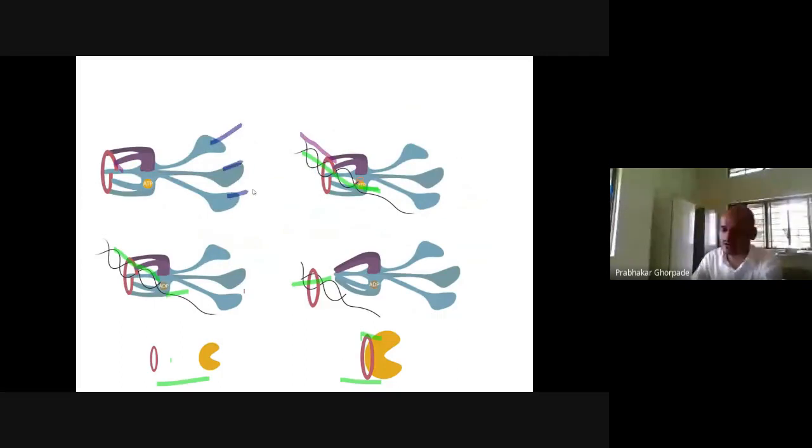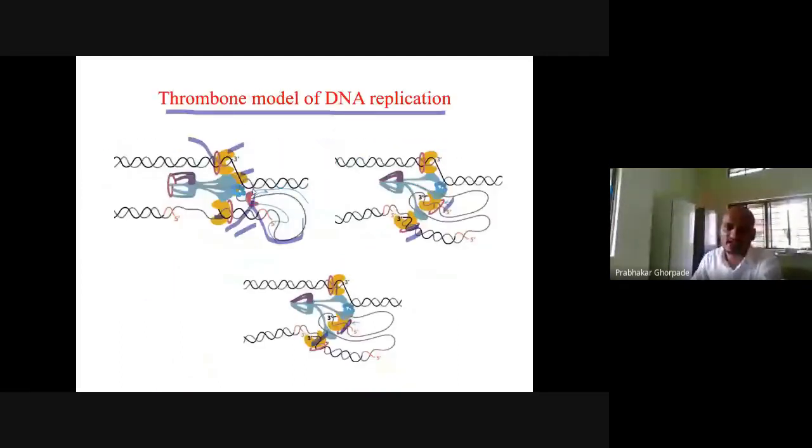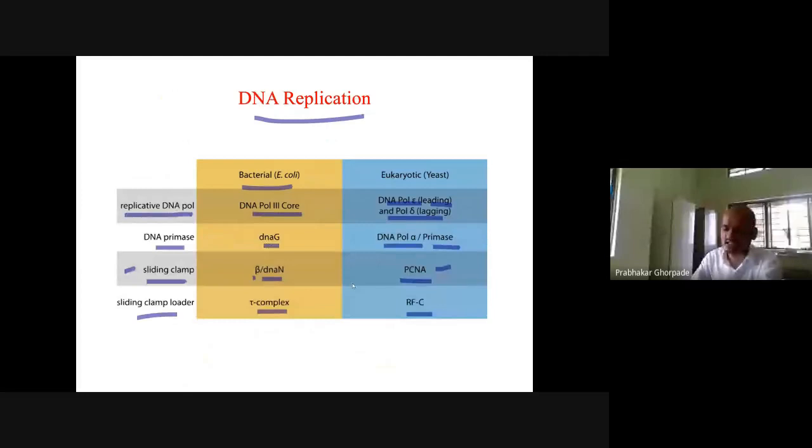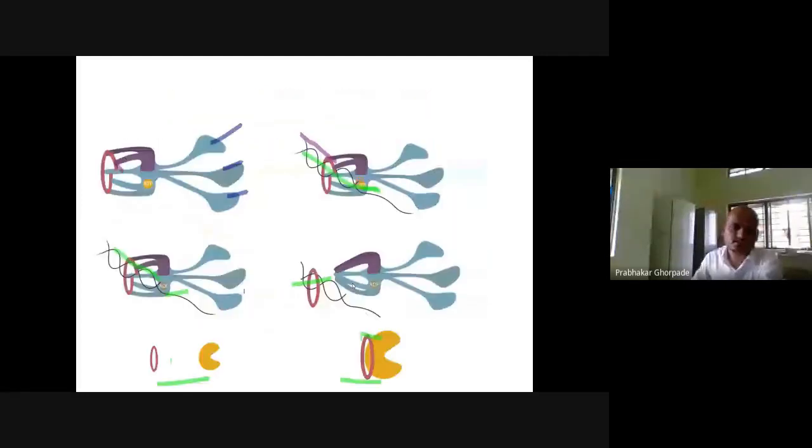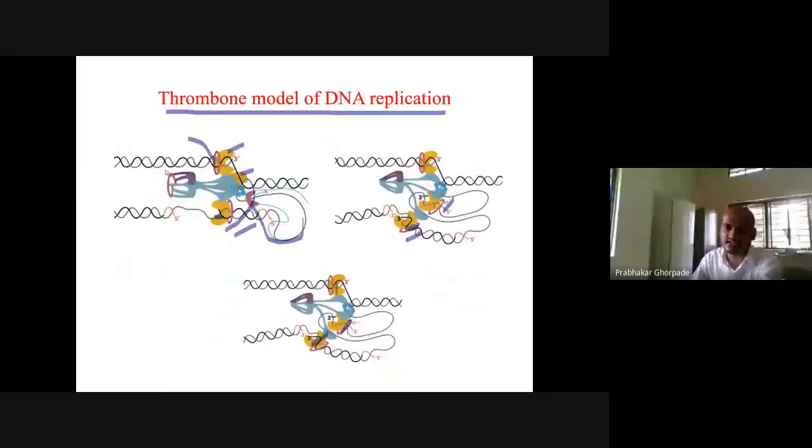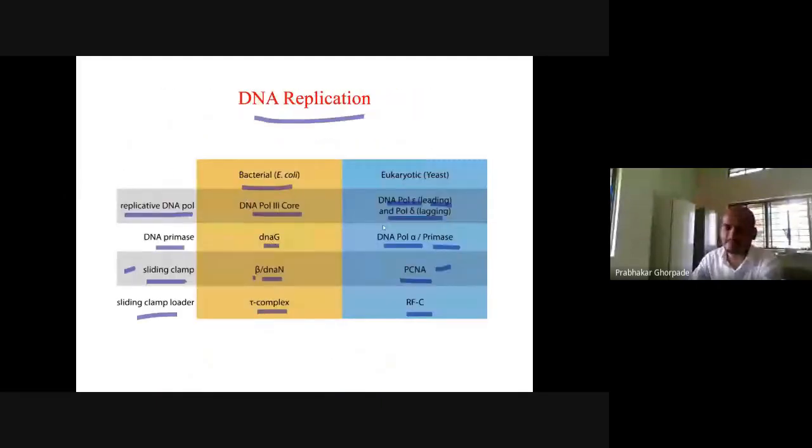So for this subunit, we are giving the name RF-C here. And this is a sliding clamp, and this sliding clamp we give the name PCNA in eukaryotes.